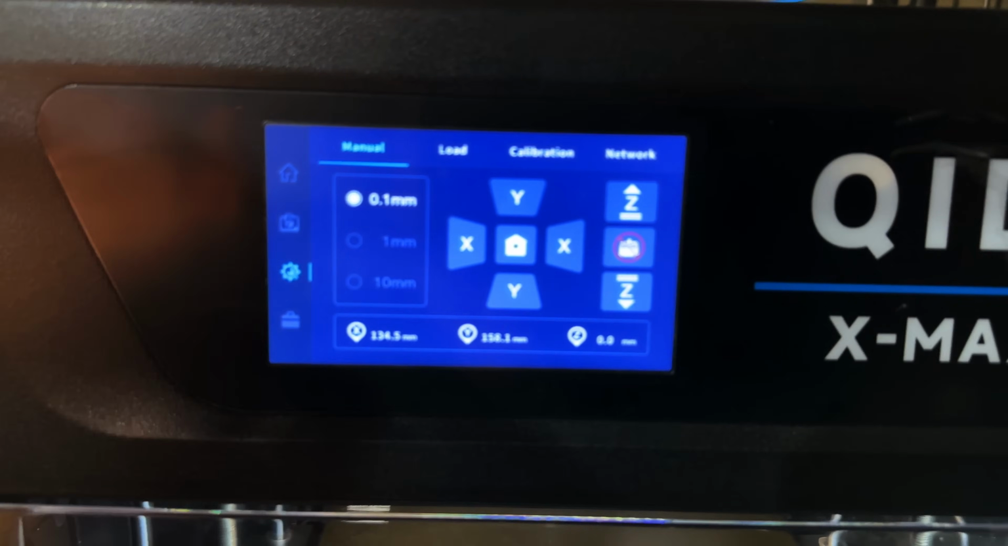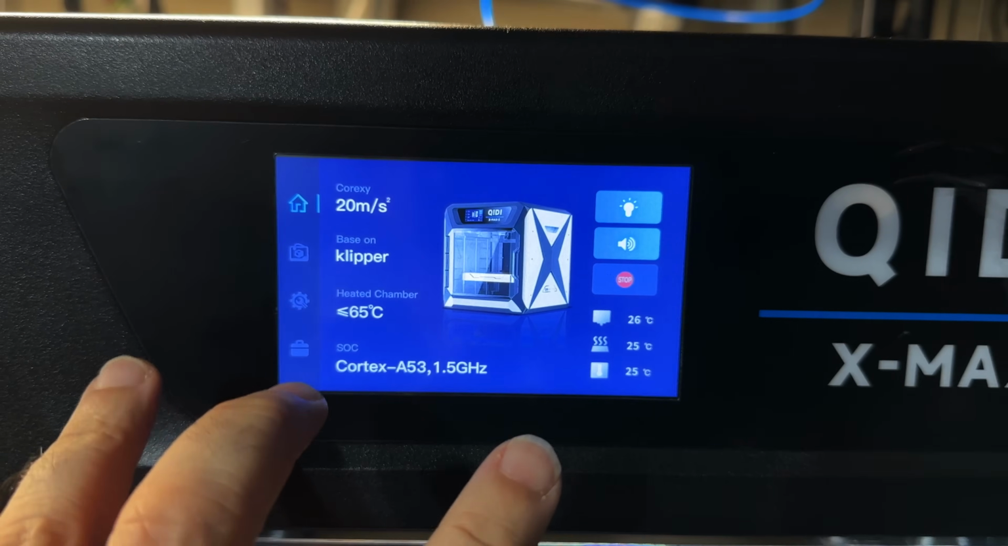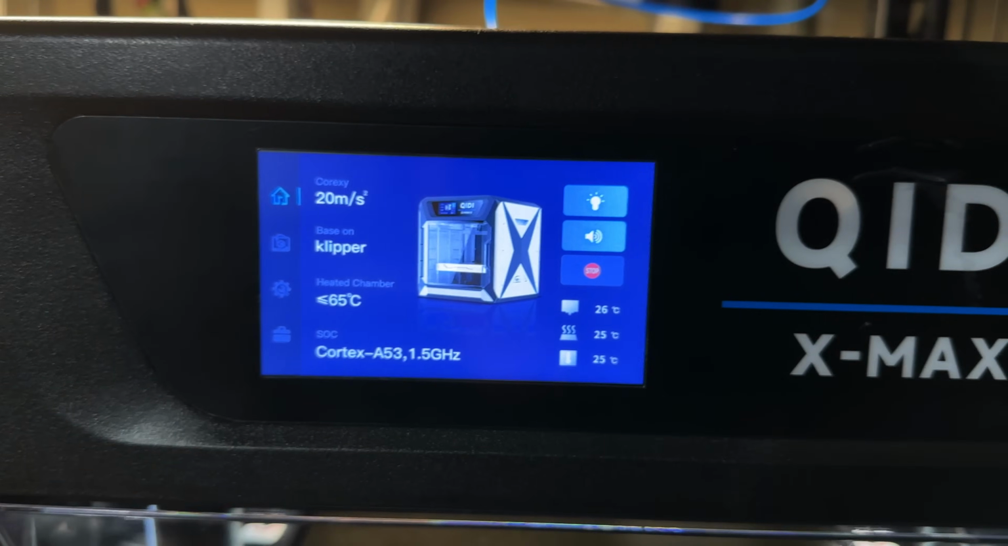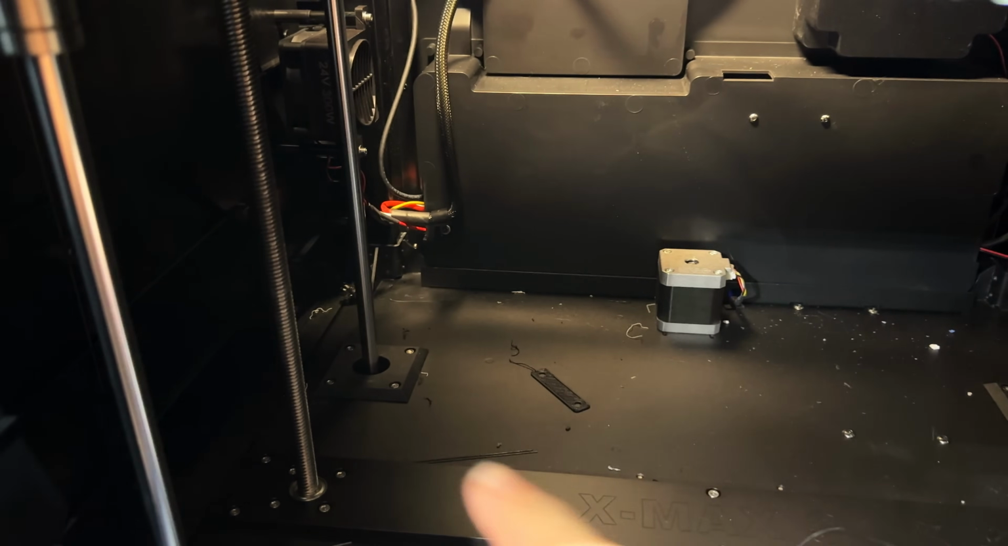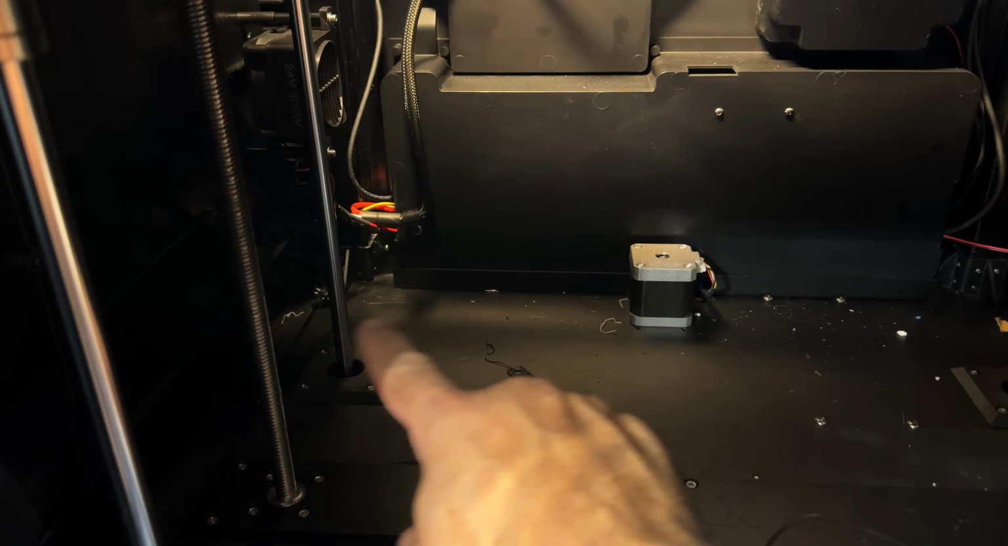So what you'll find is that the operating system, because it has the most current version on both of them, is identical. Now one thing I wanted to mention that I forgot to mention is that that motor right there in the final version is now in the middle. You can see right here what I was talking about. So that motor was on this side.